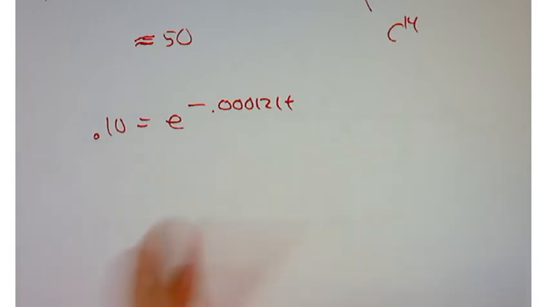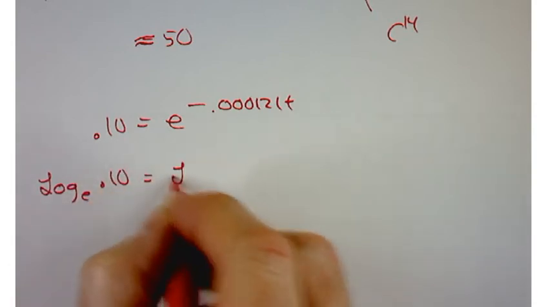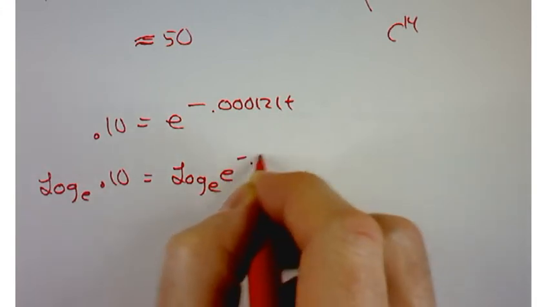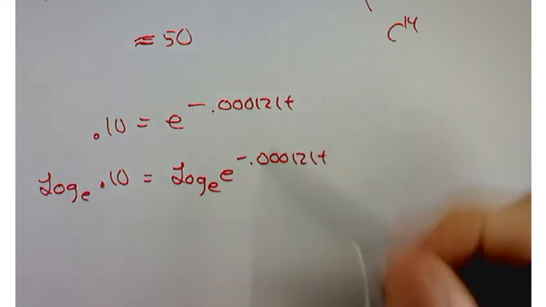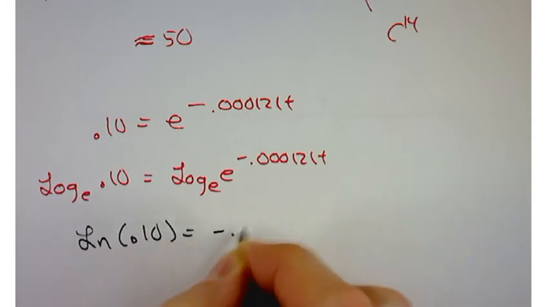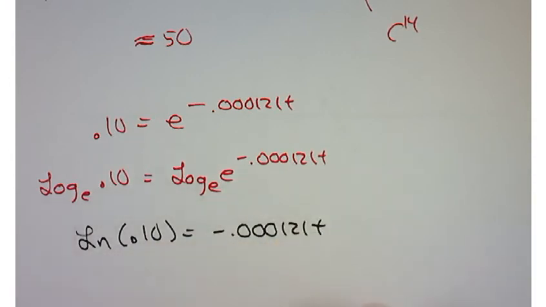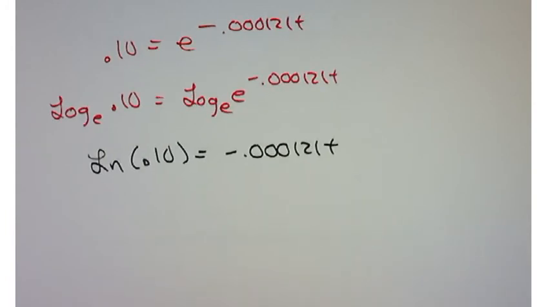Yeah, I'd take the log base e on both sides. So log base e of 0.10 equals log base e of e to the negative 0.000121 times t. We get some nice miracle simplification on this, especially on the right-hand side. How does the right-hand side simplify? T. T is our variable. T is time. So we don't know how old this is. But what we're trying to do is figure out how old this is.